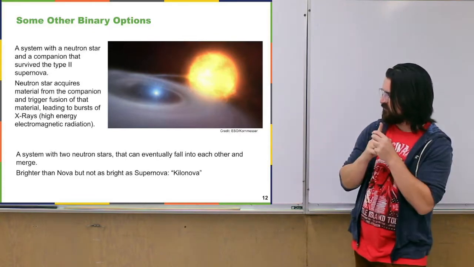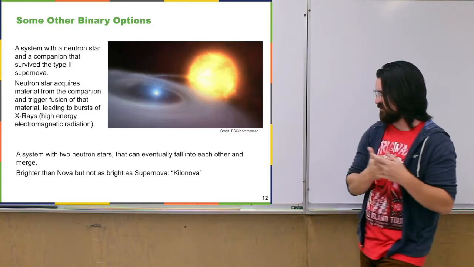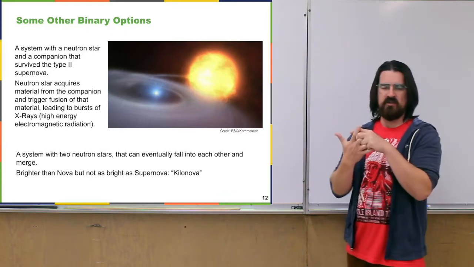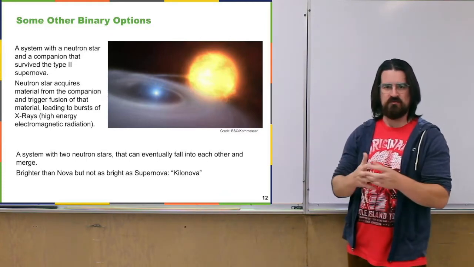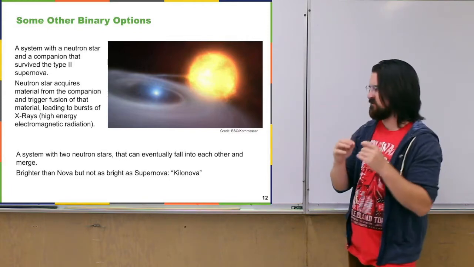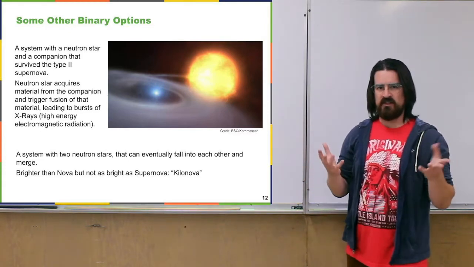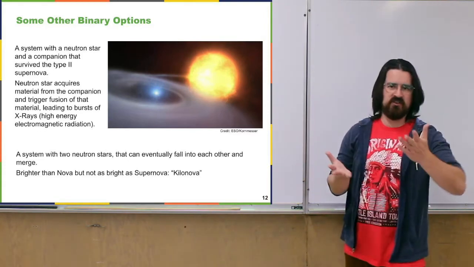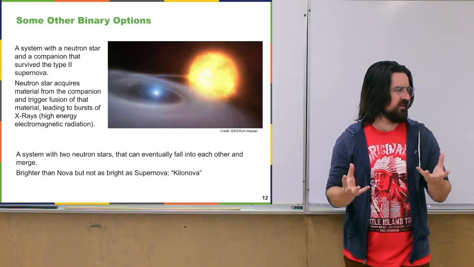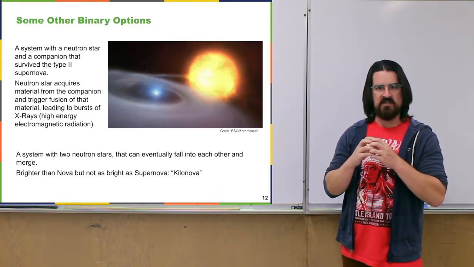And that merging can produce a large explosion, a fairly bright thing, something that's brighter than the nova, which was produced by the white dwarf that fused a bunch of hydrogen in its outer shell, but not quite as bright as a supernova generally. So that gets termed a kilonova, in between nova and supernova. I'm not going to get too much into the details of that one, because I think we'll come back to that sort of event when we talk more about space-time.